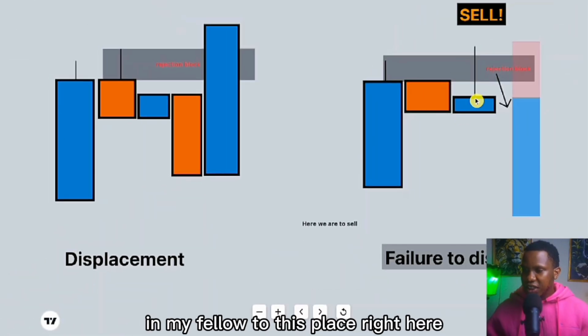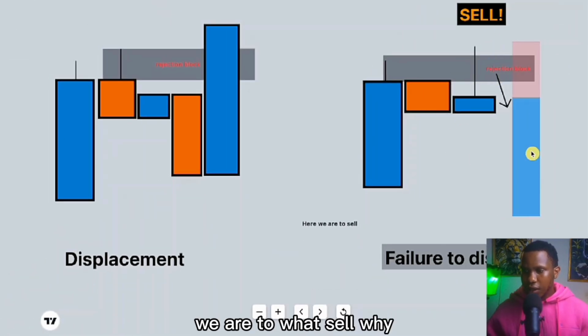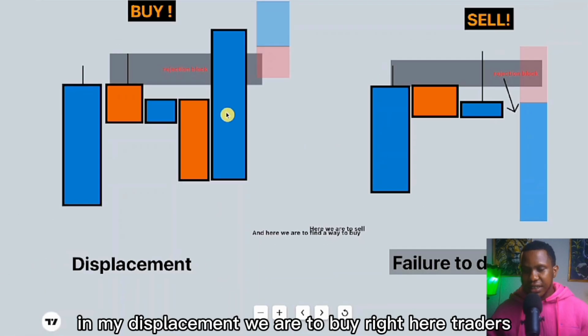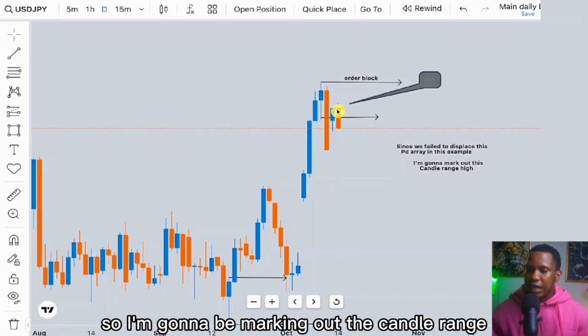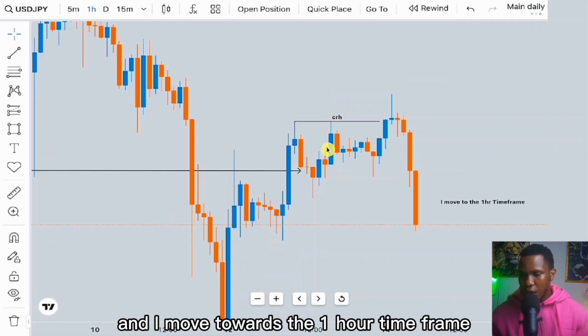In my failure to displace, we are to sell, while in my displacement we are to buy. Since in this example we failed to displace, I'm going to be marking out the candle range high of this candle right here, and I move towards the 1 hour time frame.